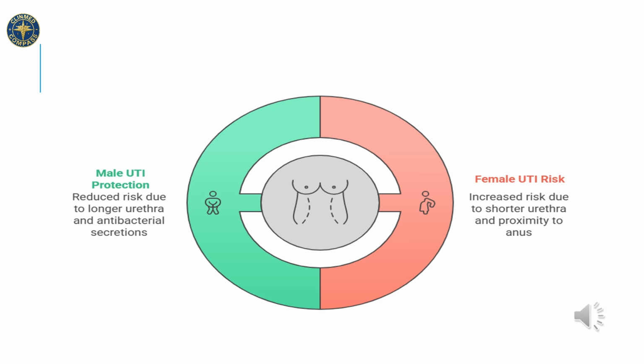In males, the urethra is longer, at about 20 centimeters, and prostatic secretions have antibacterial properties. This provides some protection, which is why UTIs are less common in men, especially among the younger ones. Understanding these anatomical and physiological principles helps us appreciate why certain populations are more vulnerable to UTIs.